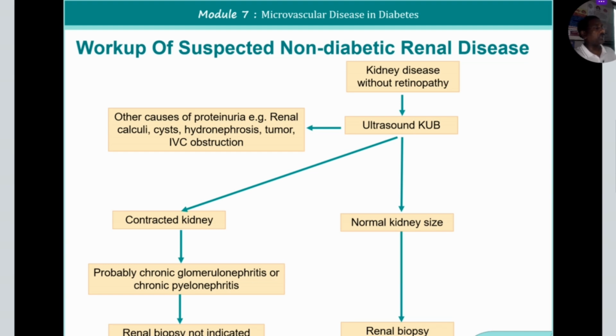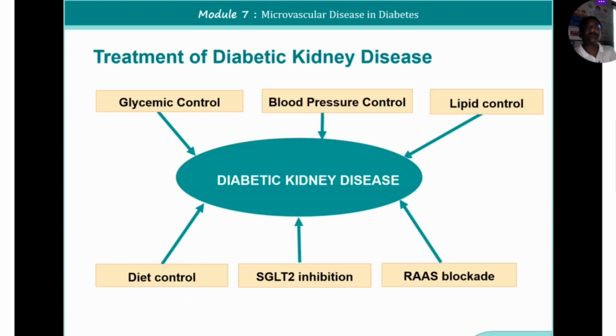So in a non-diabetic kidney disease, we are suspecting diabetic individuals. The take-home message is to get the kidney biopsy done to know the exact cause. Some people may have lupus nephritis. Some may have NSAID-associated nephropathy.